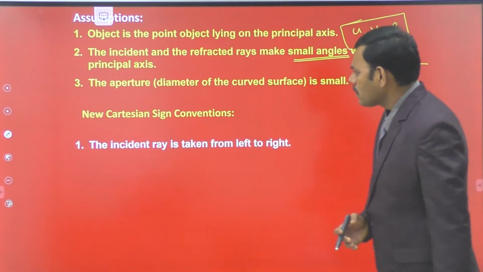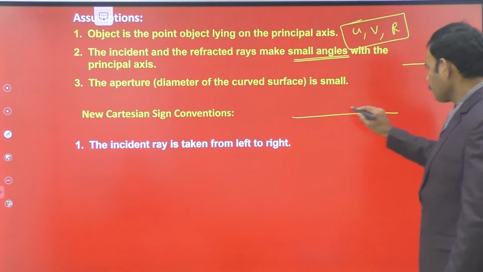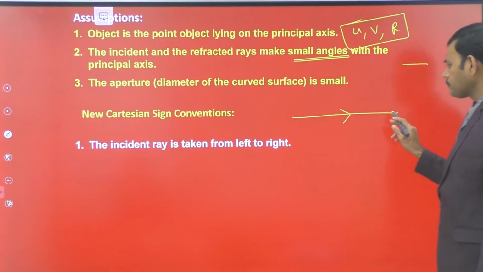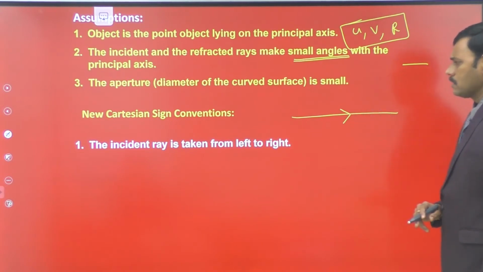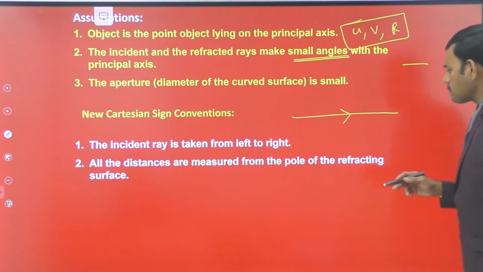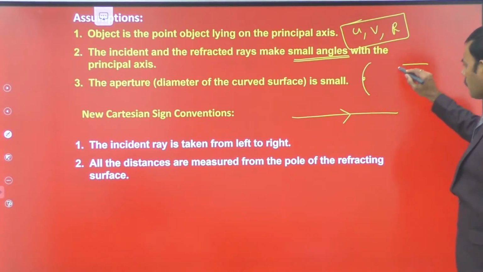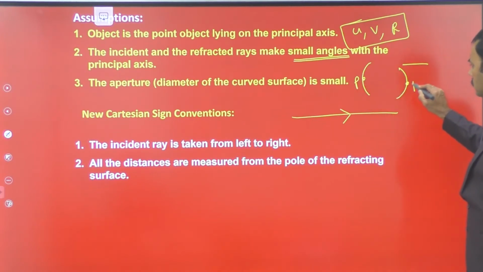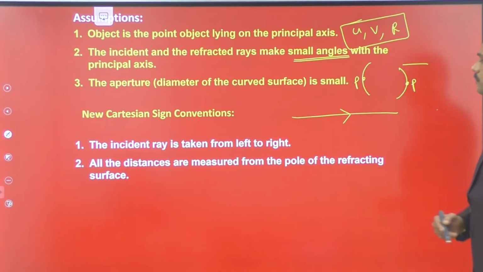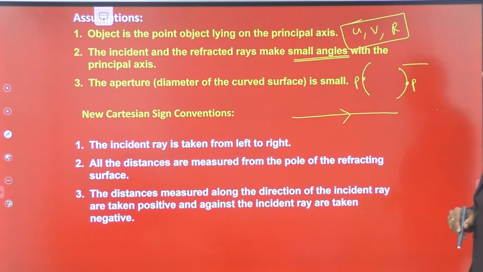In the Cartesian sign convention, the incident ray is taken from left to right. So along this direction on the screen, left to right, we consider the direction of propagation of light. Then all the distances are measured from the pole. For the convex mirror we have the pole, or for the concave mirror we have the pole as drawn here. All the distances must be measured from the pole. The geometrically midpoint of the curved surface is the pole, and all the distances must be measured from the pole of the refracting surface.